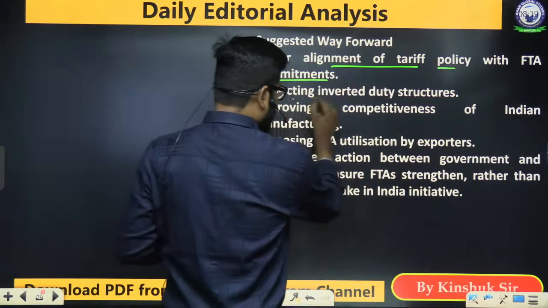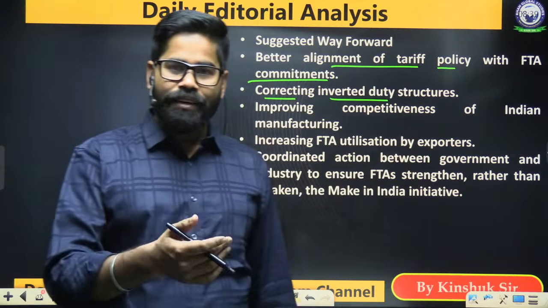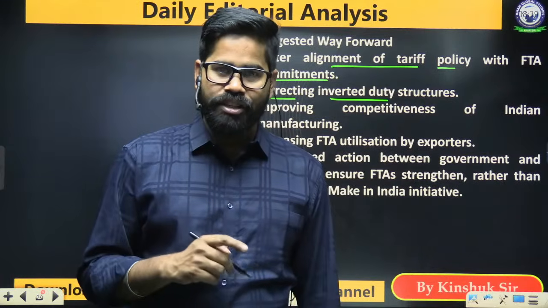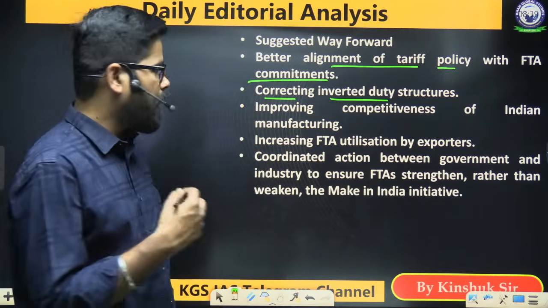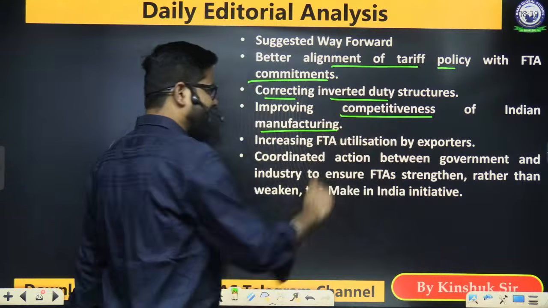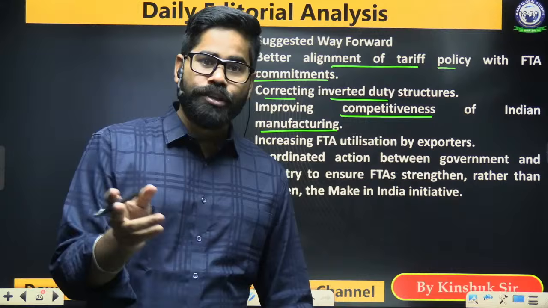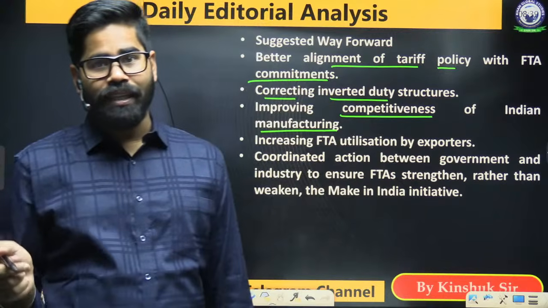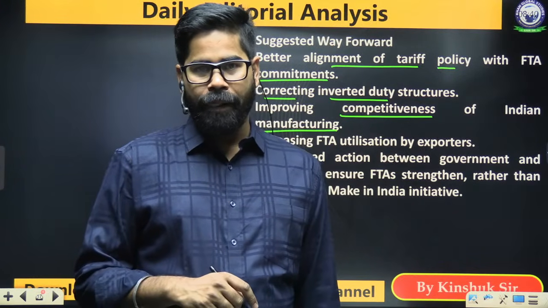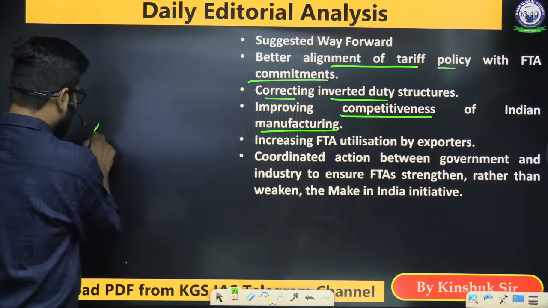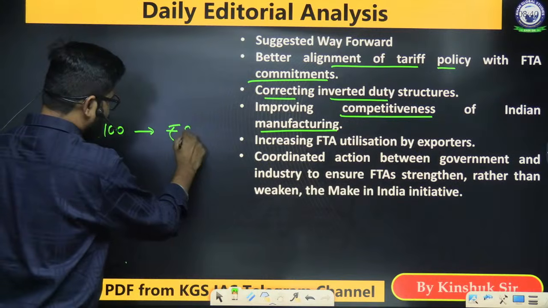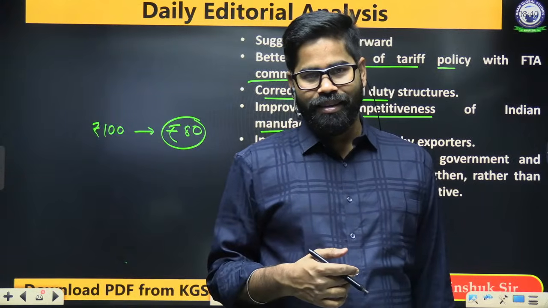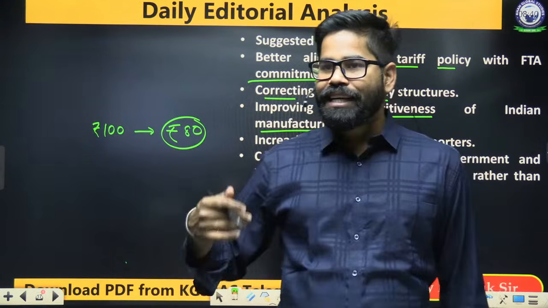Then we also need to correct the inverted duty structure within India. In India, we see that our taxation system makes our products costly. So we need to change that. We also need to improve the competitiveness of Indian manufacturing. Now suppose there is a difference of 10 to 12 rupees or 15 rupees because our manufacturing efficiency has increased, then it can be beneficial. If we are having the same 100 rupees product and we are providing it at 80 rupees, then our sale is going to increase. So this is something which can lead to an increase in our sales.